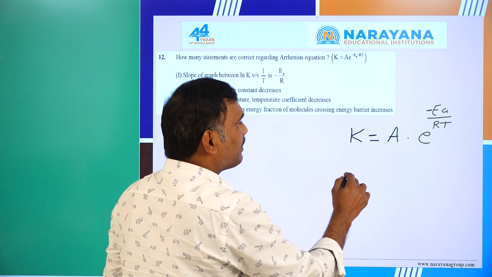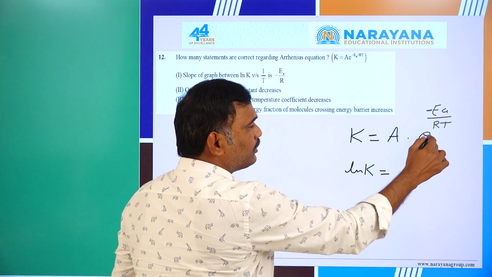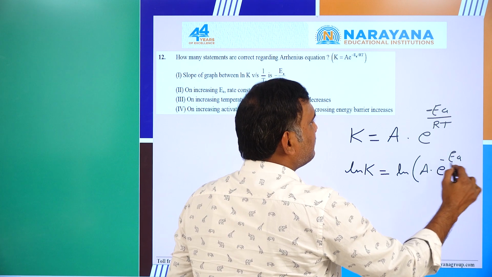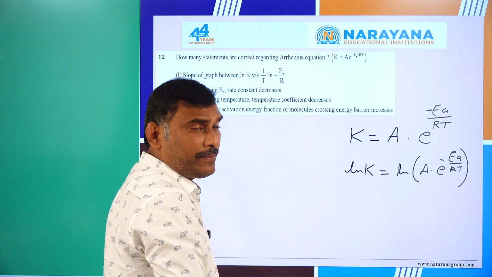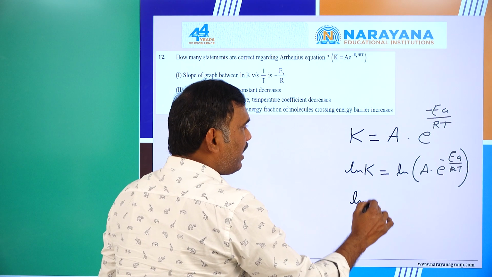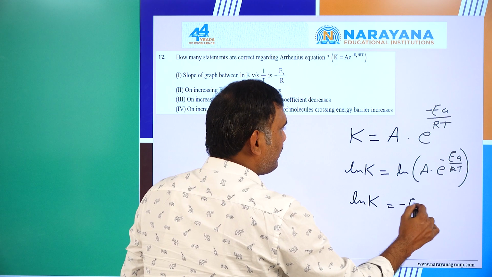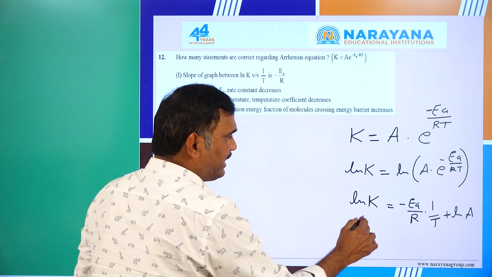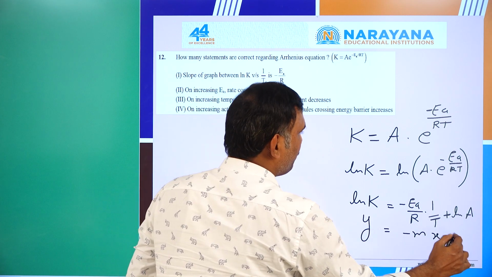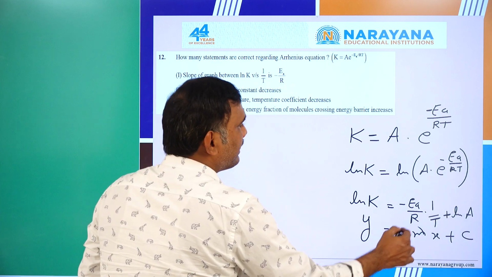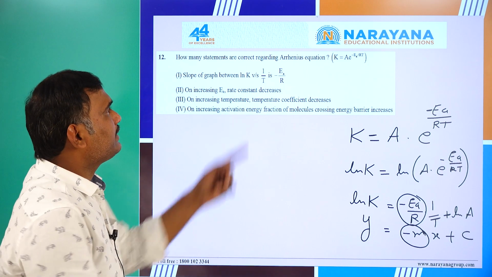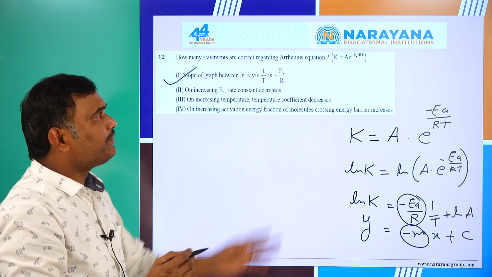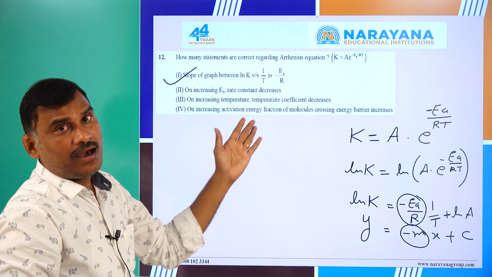So apply logarithm on both sides, students. ln k is equal to ln of A into e power of minus Ea by RT. You know log AB is equal to log A plus log B. Then ln k is equal to minus Ea by R into 1 by T plus ln A. Let us see, y is equal to minus mx plus c, where the slope, negative slope, is minus Ea by R. Yes, the given statement is correct. The slope of the graph between ln k versus 1 by T is minus Ea by R, where Ea is the activation energy, R is the gas constant.